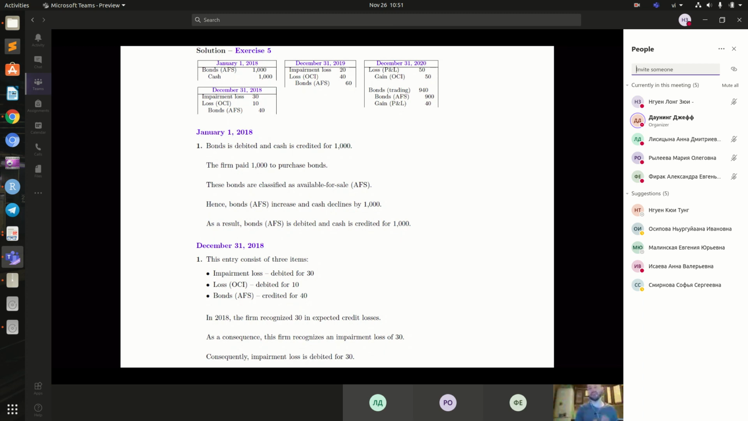Hence, we have recognized an asset with a value 940 and have de-recognized an asset with a value 900. For this difference, we recognize a gain P&L 940 minus 900, or 40. This gain of 40 is equivalent to, or the same as, the increase in the value of the bond from 900 to 940. So that is exercise 5 with reclassifications.